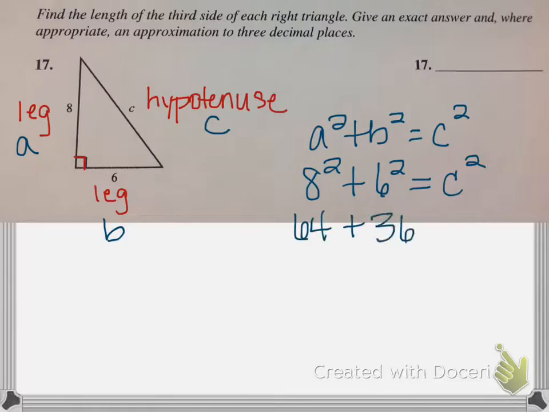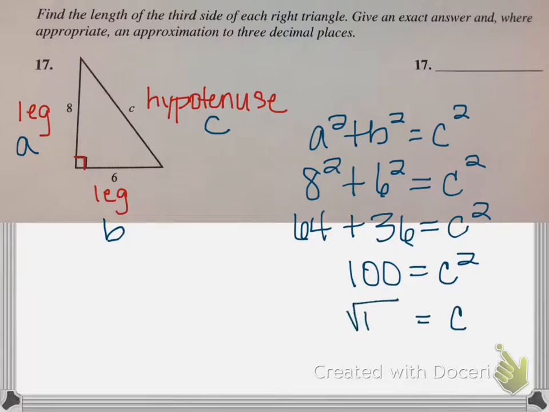6 squared is 36. And when I add 64 and 36, I get 100. But 100 is not my answer. The hypotenuse is not 100 inches long or whatever. 100 equals c squared. So what we have to do to find just plain c is find the square root of 100. And the square root of 100 is 10. And that's our missing side, the hypotenuse.